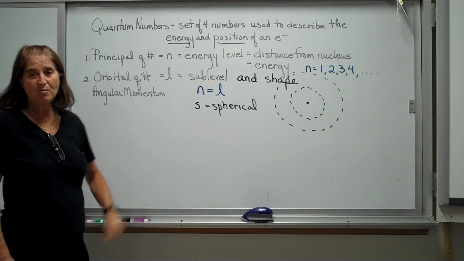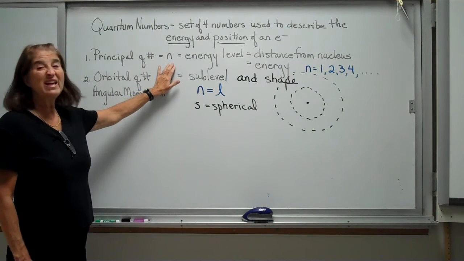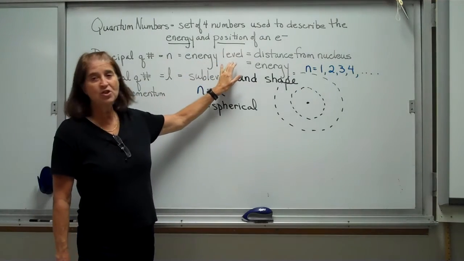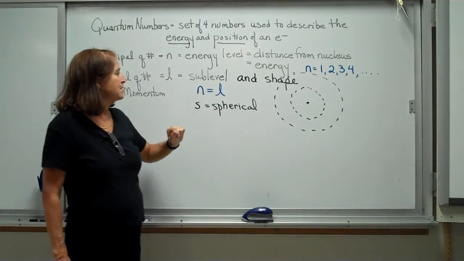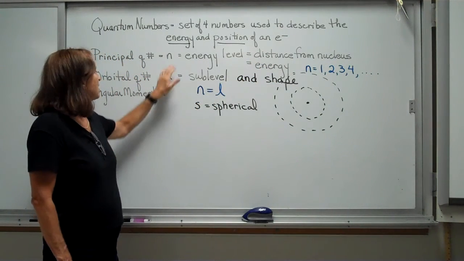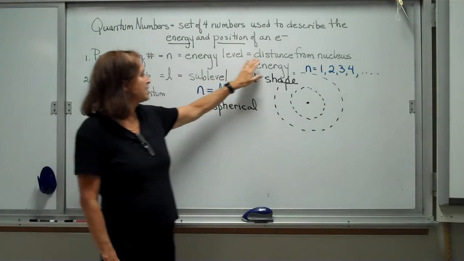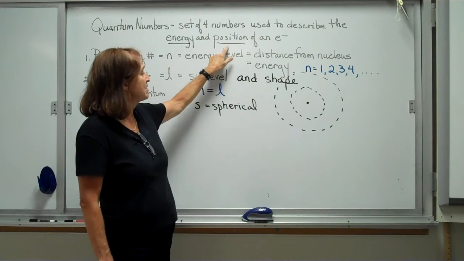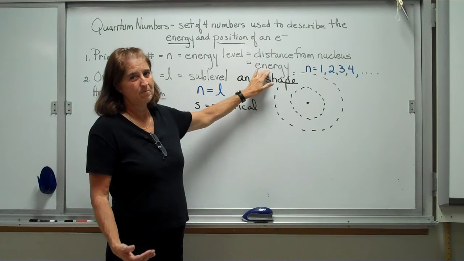The first quantum number is called the principal quantum number. It is given by the symbol n, a small n, and it's going to tell you the energy level or the distance from the nucleus, or the energy. This is our energy levels. The energy level is going to tell us how far an electron is from the nucleus. It's going to tell us a position, and it's going to tell us something about the energy.